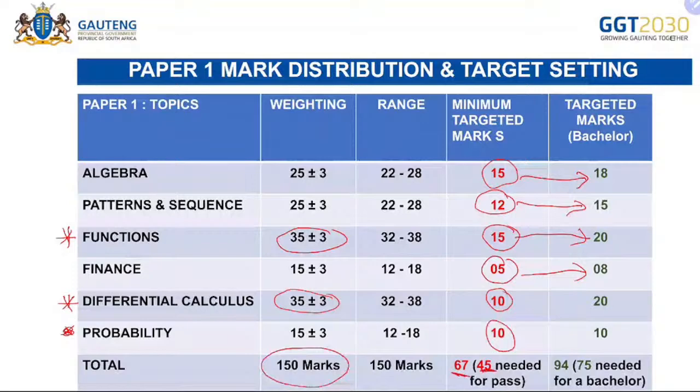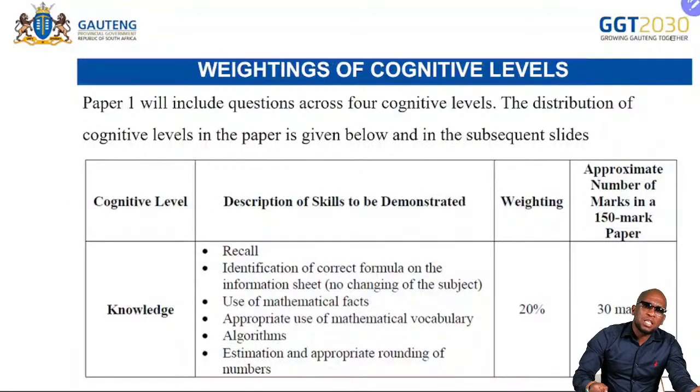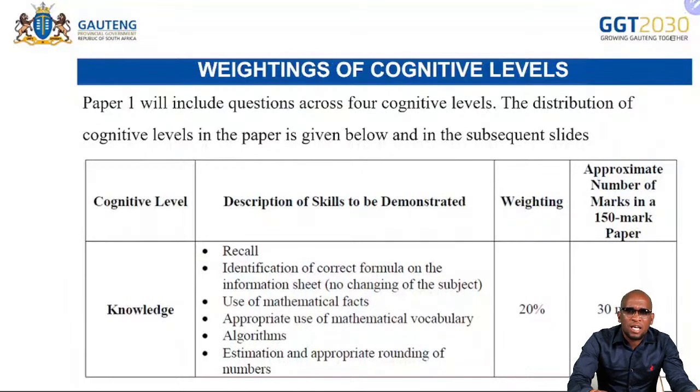Right, let's check now the distribution in terms of cognitive levels. That's where now we check our questions. They range between level 1 and level 4, where level 1 is normally routine questions, very easy questions, and level 4 is complex procedures, where you are required to then use your critical and analytical thinking skills.